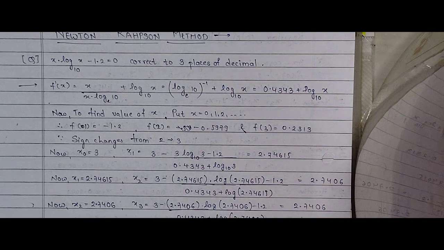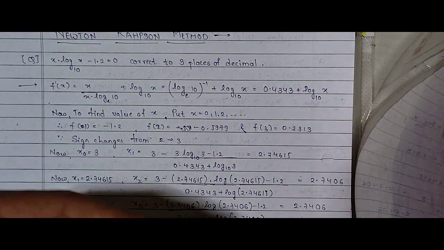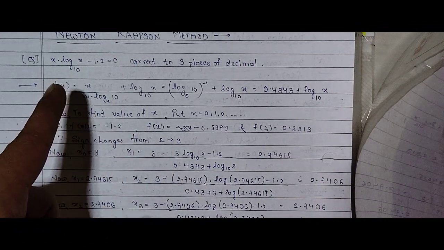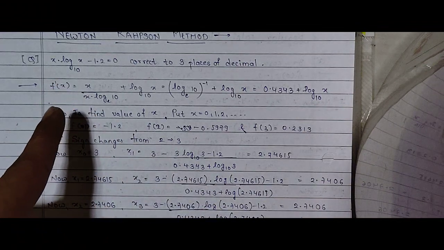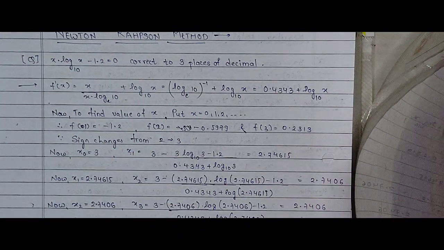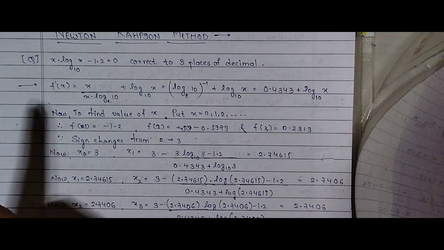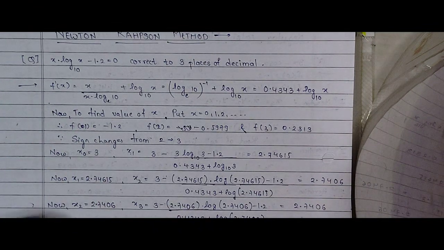So in Newton-Raphson method, this is a question which we have been asked, and guys please mark this question as important, because all the questions that I am solving here are of Mumbai University, and it has been asked multiple times in the university paper. So our first question is x into log base 10 x minus 1.2 equals 0. We have to correct it up to 3 decimal places.